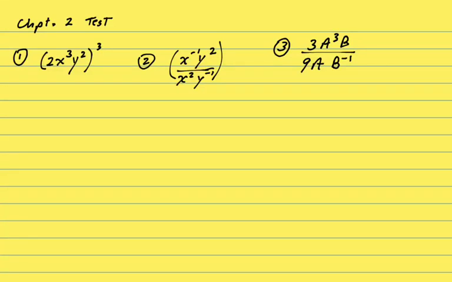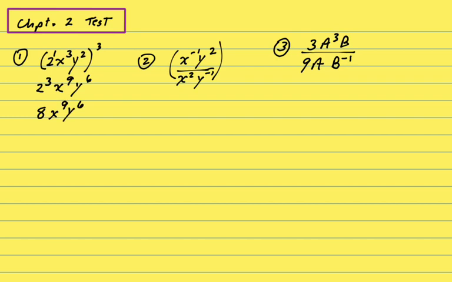Okay, I'm going to start going over the very first Chapter 2 test in Algebra 2. So let's see if everybody can pick this up. A power raised to a power, you multiply. So that's 2 to the third, x to the 9, y to the 6. So 2 to the third is 8, x to the 9, y to the 6 should be the answer.